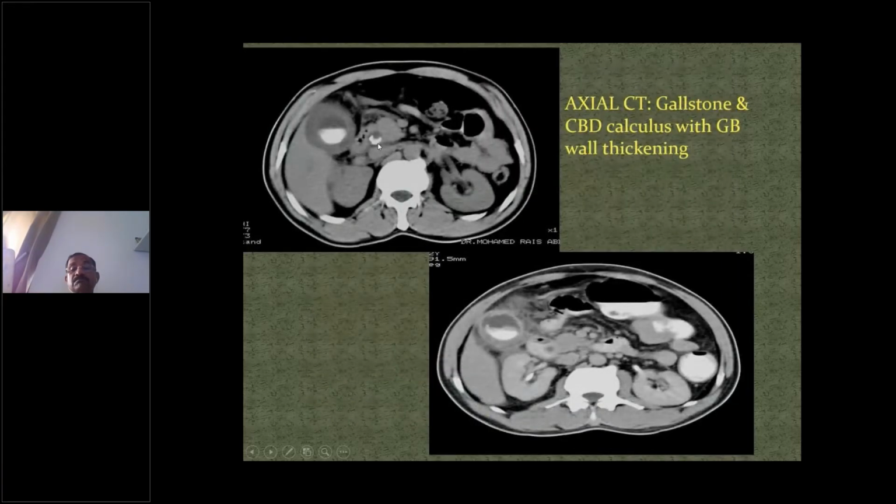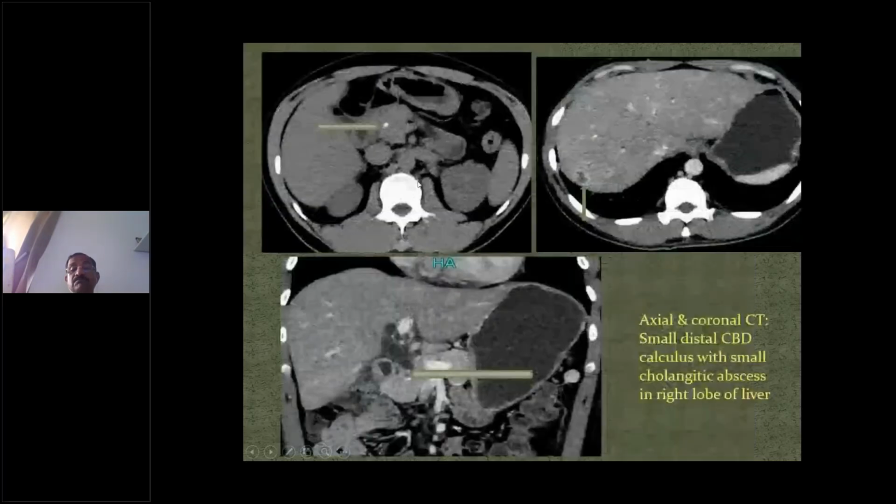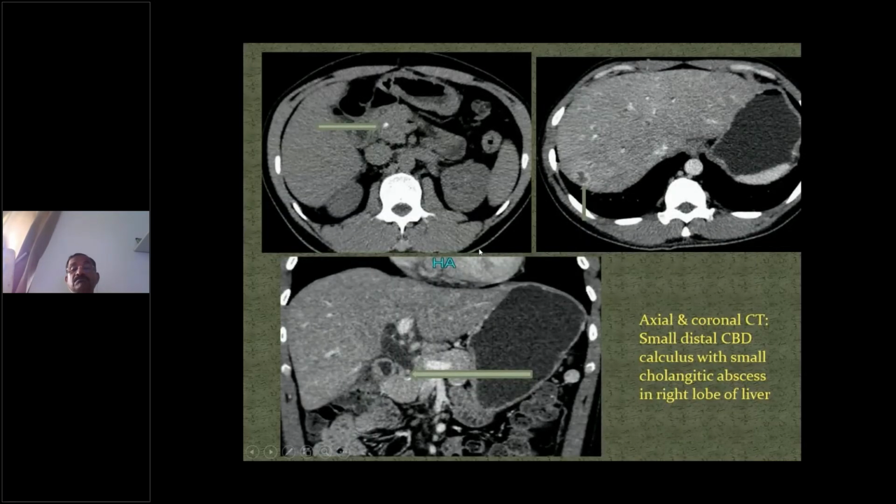This is quite hyperdense, and there are also gallstones and the changes of acute cholecystitis. And this is a calculus in the distal CBD. So plain CT is better to pick the CBD stones. As you see on the post contrast, it is difficult to pick the calculus. Here you can see the plain CT shows the hyperdense calculus much better.